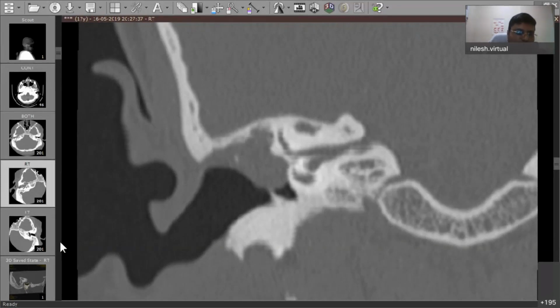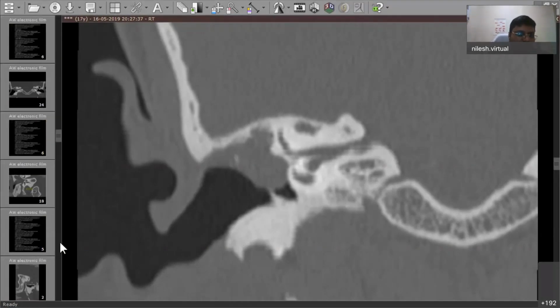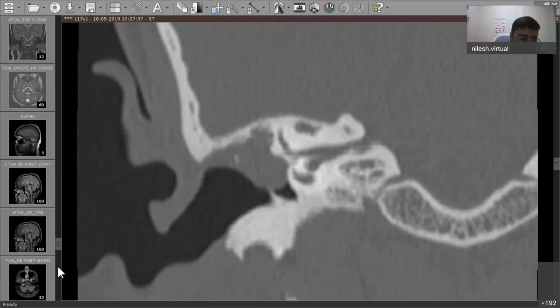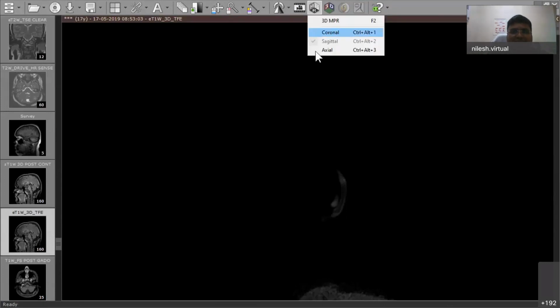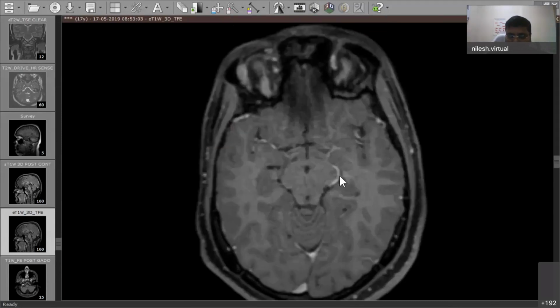So how to confirm whether it is facial nerve schwannoma or not? Simple thing, do MRI with gadolinium contrast. We all know schwannomas are intensely enhancing lesions. So you give gadolinium contrast and check what it is showing. If it is enhancing, surely it has to be facial nerve schwannoma only.